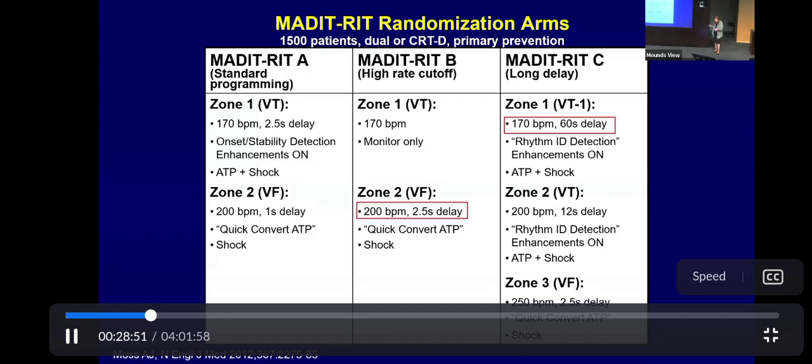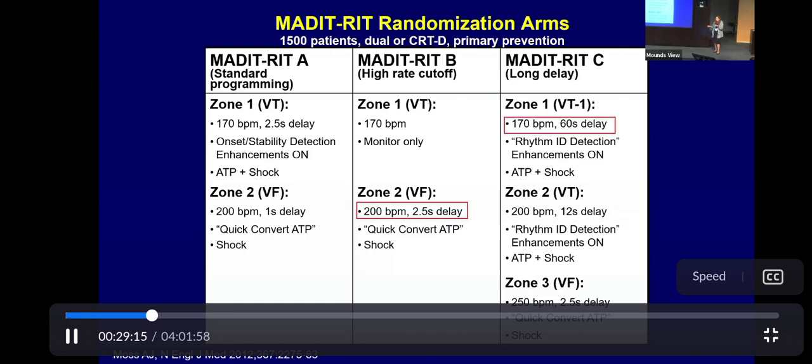And then the second possibility was programming just a monitor zone, but your treatment zone would be in the VF zone at 200 beats per minute with a 2.5 second delay. And then the third one, which was kind of a bizarre thing at the time, was to wait 60 seconds at 170 beats per minute, but then do a 12-second delay at 200 beats per minute and put your VF therapy zone at 250.